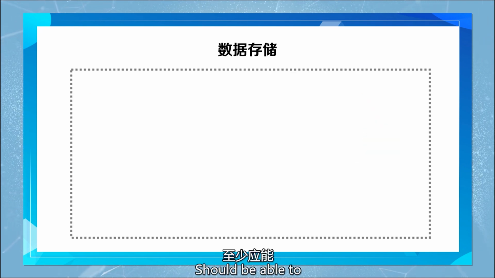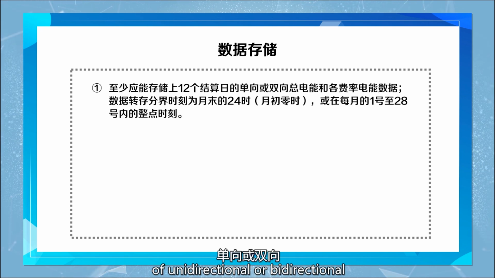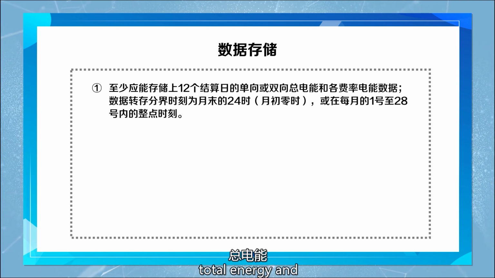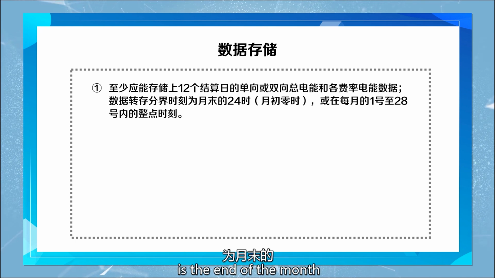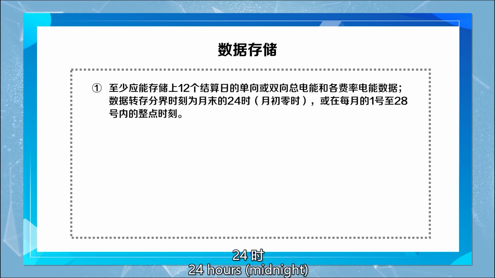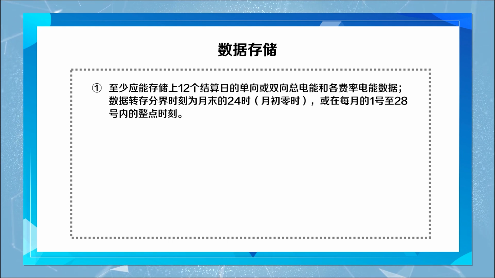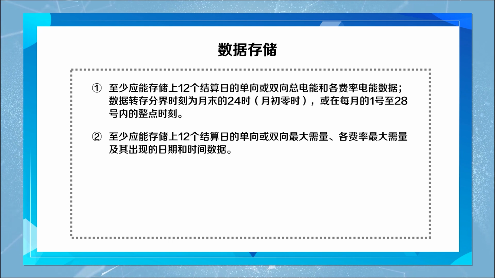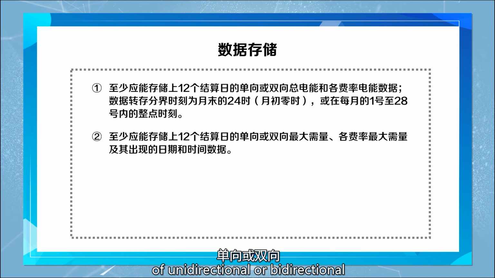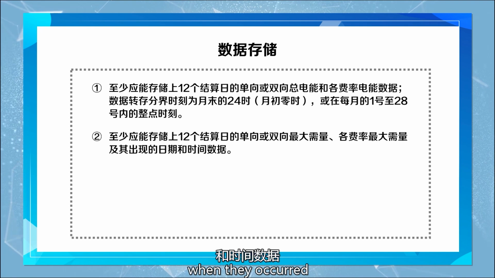Data storage: the meter should be able to store at least 12 settlement days of unidirectional or bidirectional total energy and energy data for each rate. The transfer time of the data is the end of the month, 24 hours, midnight, or a whole hour on the 1st to 28th of each month. Second, it should be able to store at least 12 settlement days of unidirectional or bidirectional maximum demand for each rate and the date and time when it occurred.